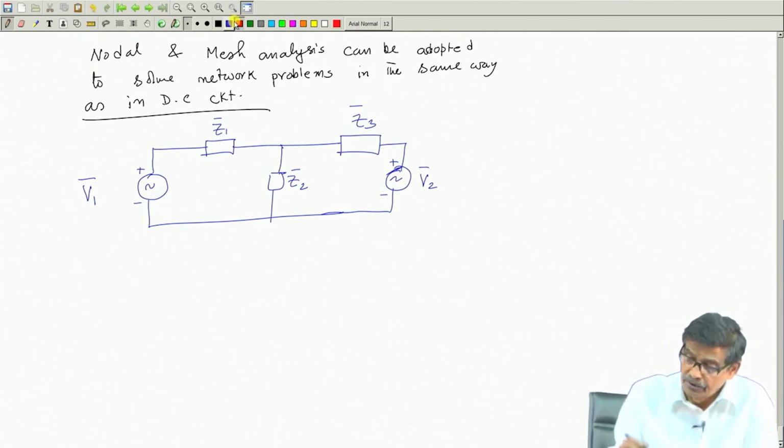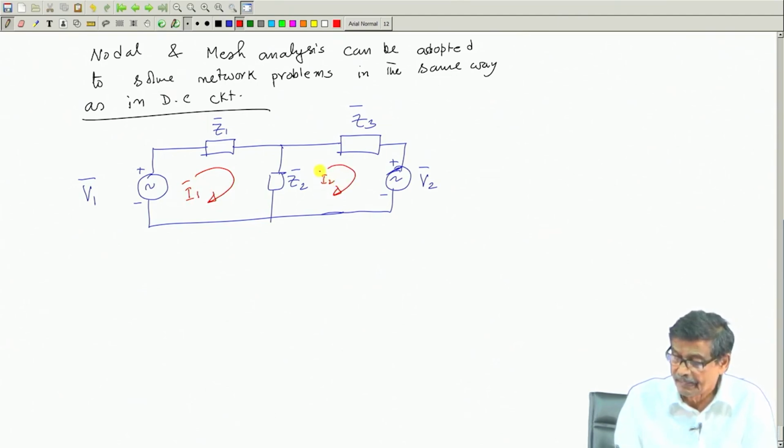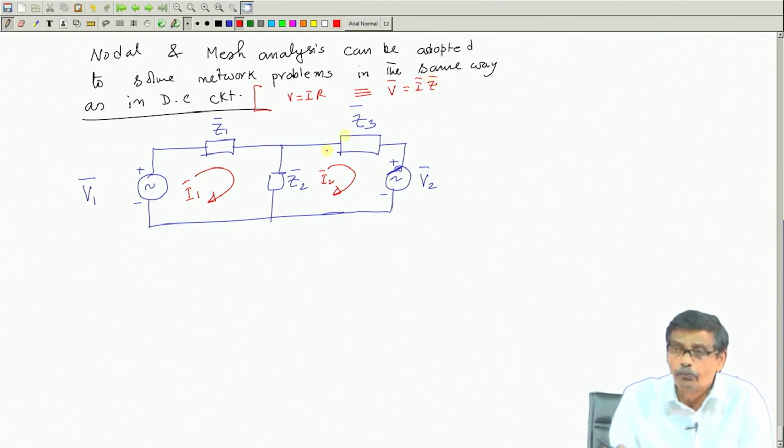So, what will I do? I will now assume the current phasors as I1 bar and I2 bar. Why can this be done? Because V equal to IR in DC circuit, and the similar thing in AC circuit is V bar equal to I bar Z. So, no point in repeating to prove that it can be done, because V and Z follow this relationship. So, I will write by inspection the KVL equations in loop 1 and loop 2.